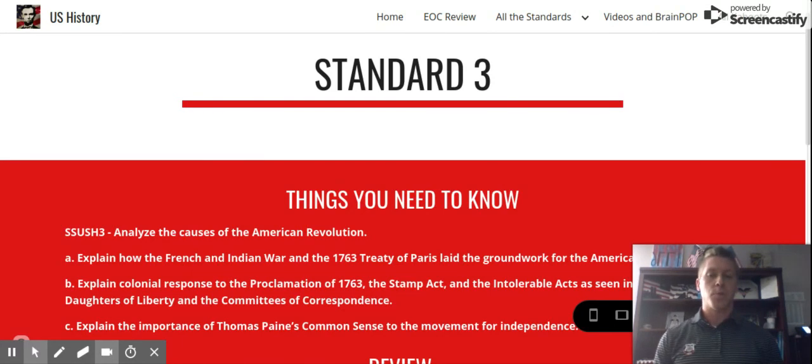The last portion of this standard is Thomas Paine's Common Sense, and we said that Common Sense was written in a form that everyone could understand and trying to generate that support needed to get this revolution off the ground. So it was just common sense that we need to rebel from the British.